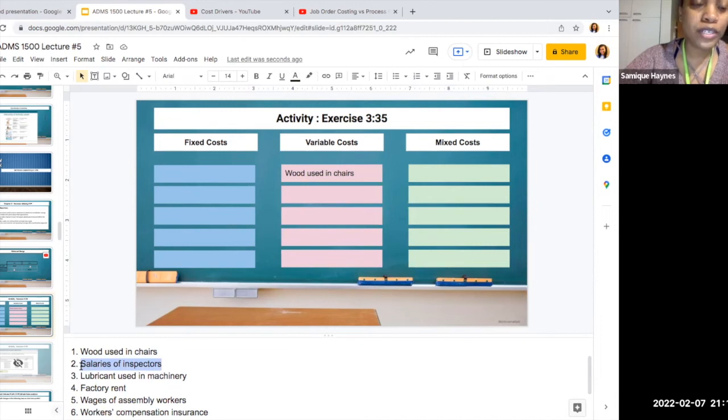If we produce more, do the salaries of inspectors go up? Some people say it's fixed. It might stay the same no matter how many they inspect, but it can also go up. It could also be on commission. So it could be part fixed and part variable, right? They have a fixed salary no matter how much they inspect, but if they go above and beyond a certain amount, then there might be some variable aspect of it. So this can fall under both a fixed cost or a mixed cost, but I can put it on the fixed at this point.